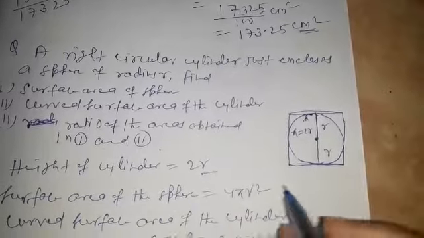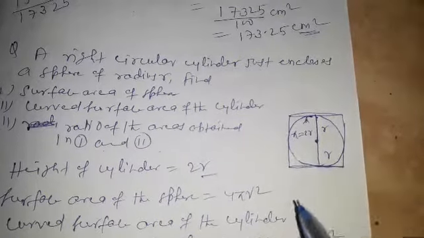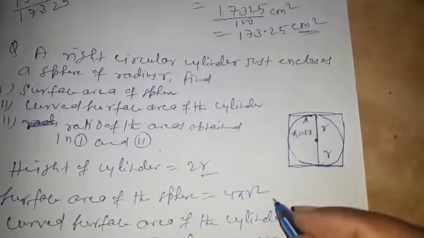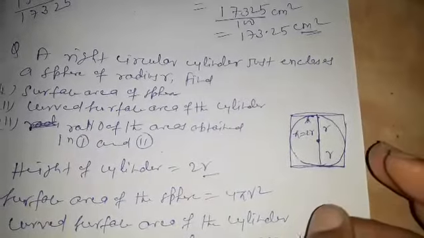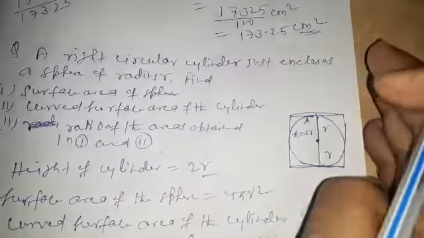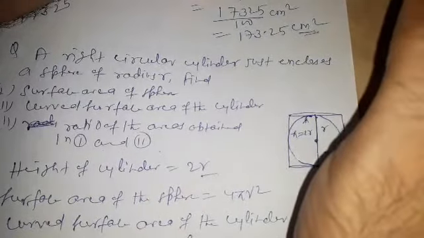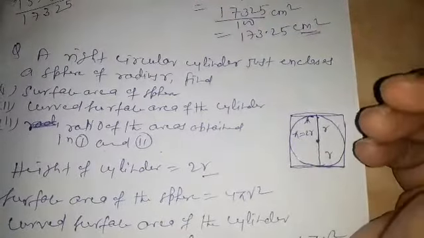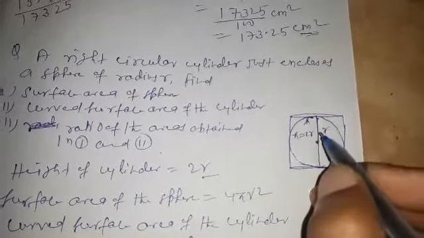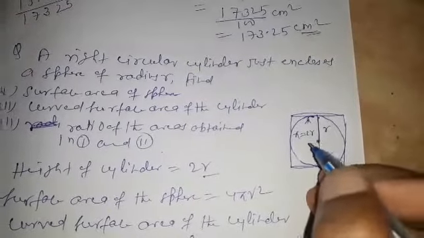Surface area of the sphere. We know that the surface area of a sphere is equal to 4 pi r square, because a sphere has one surface. For making a sphere, if we take 4 circles of equal radii and join them end to end, then a sphere is made. So the total surface area of a sphere is 4 pi r square, because it is made by 4 circular surfaces.